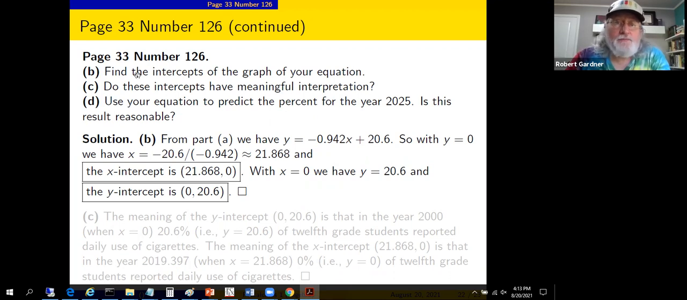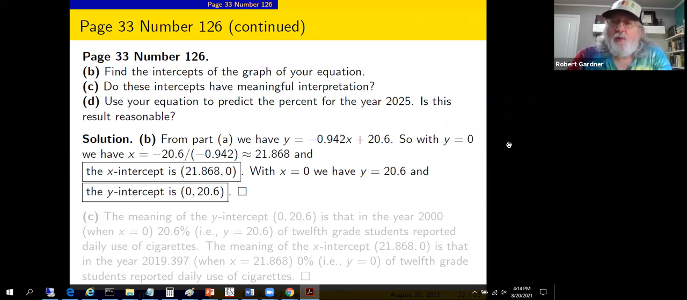They want to know the intercepts. Okay, we'll set y equal to 0 to find the x-intercept. So we'll get 0 equals negative 0.942x plus 20.6. Solve that equation. Take the 20.6 to the other side and divide by this coefficient. That'll produce negative 20.6 divided by the coefficient for the x value. Set y equal to 0, solve for x. Calculator gives me 21.868 to 3 decimal places.